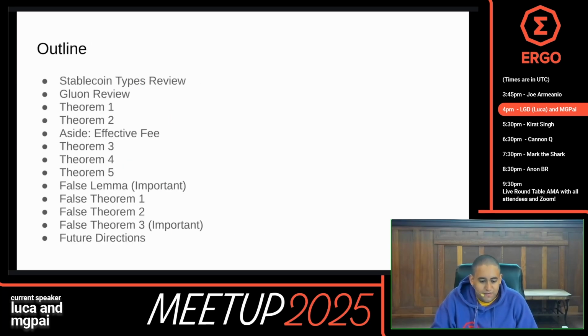So it's the outline for the talk. I'll just go over the different types of stablecoins, how Gluon works, the main theorems, and then certain issues that we found while we were working on it, and then future directions to solve those problems.